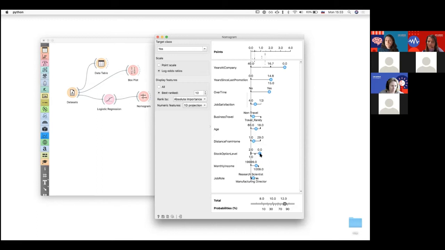And this is crucial for any decision making in the company. So if you want to accept some kind of measures to prevent people leaving, it's not enough just to say, okay, this person will leave, but the leadership will ask, okay, but why will they leave? What can we do about it? And this is the solution. So explainable models.